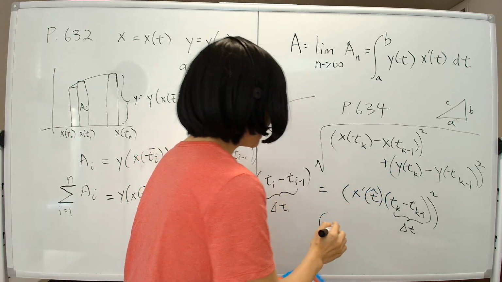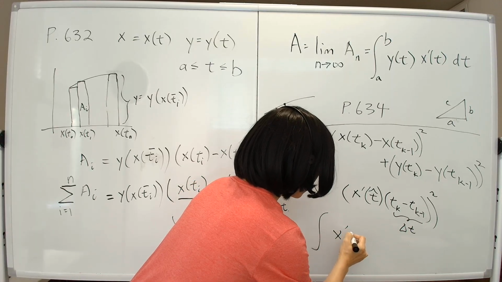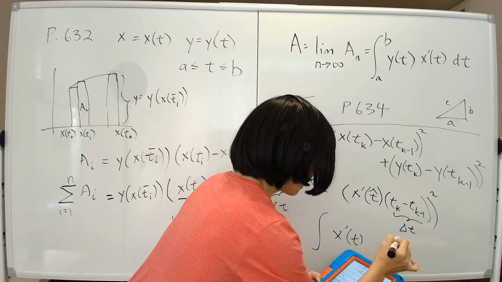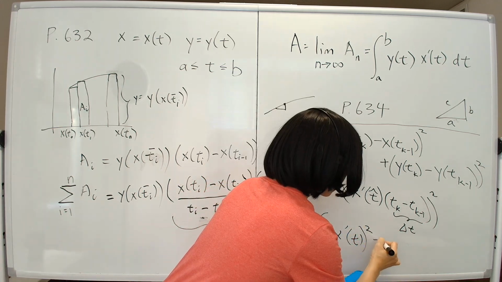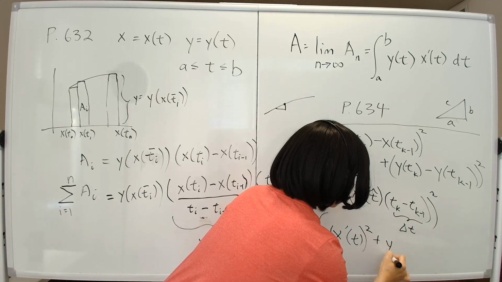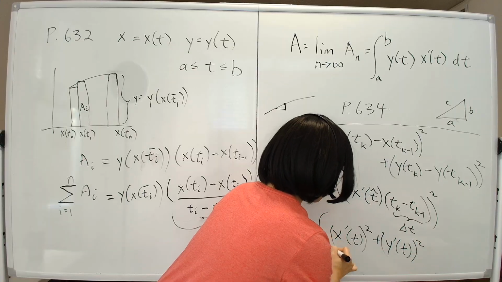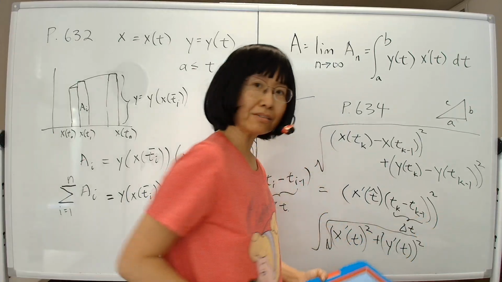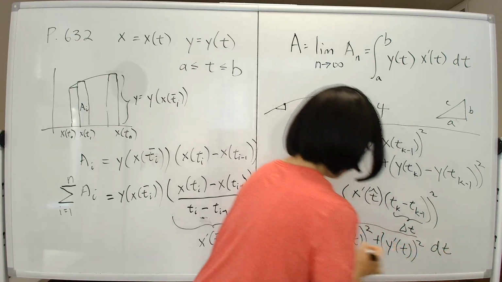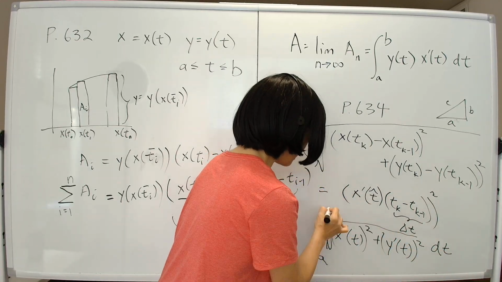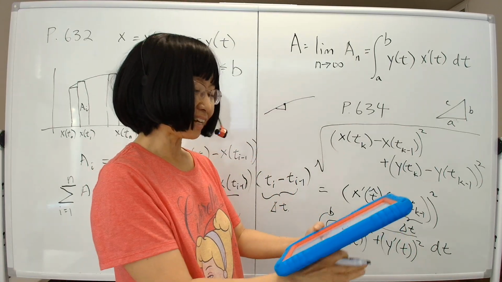As n goes to infinity, this is going to be x prime of t squared plus y prime of t also squared, and then take the square root, and you factor out the delta t, and the delta t becomes your dt. And you integrate it from t equals a to b, and that is the formula for the arc length. Now, isn't that neat?